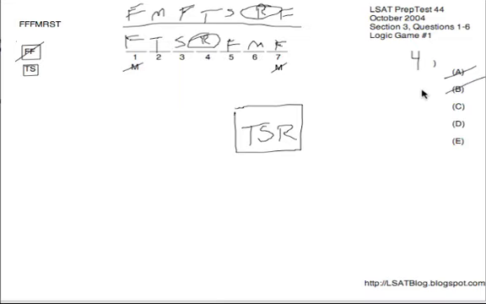B is gone. Must we have F on 5? That happened in the bottom, but not in the top where we have S on 5, so C is gone. Must we have R on 6? R could be on 6, but it could also be on 4. So D is gone, leaving E by elimination. And if we look at E, F on 7 is consistent across both. So it's our answer to number 4.